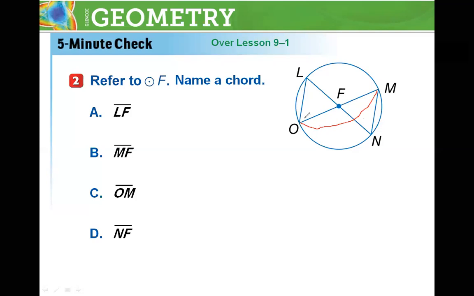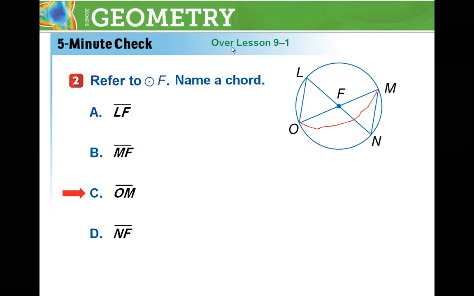Wait, it's B. Your answer is letter B, right. Letter C, as you said, I said it's a diameter. The diameter is a chord, but it passes through the center. But it's a chord.